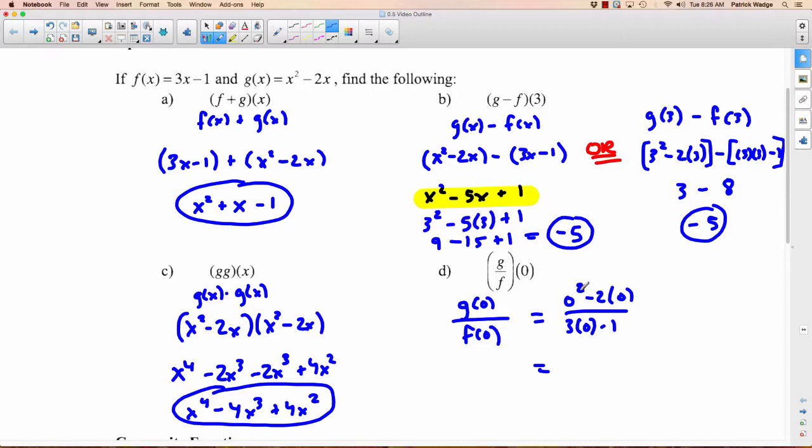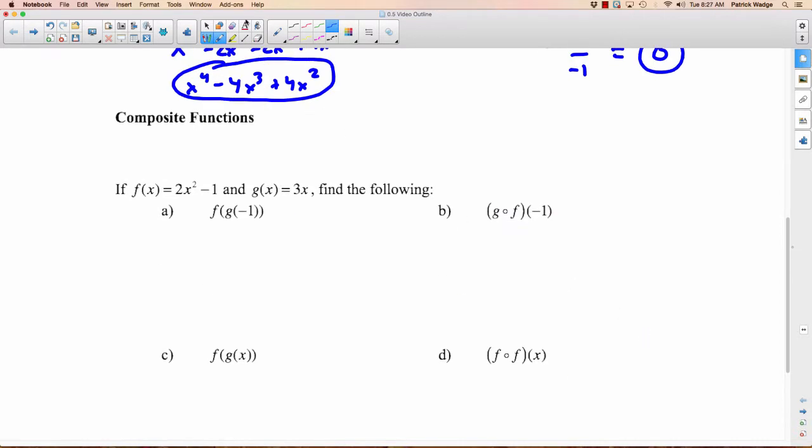So on the top, you have 0, take away 0. Oh, we just have 0. On the bottom, you have 3 times 0, which is 0, take away 1, which is negative 1. 0 divided by negative 1 is 0. We're finished.